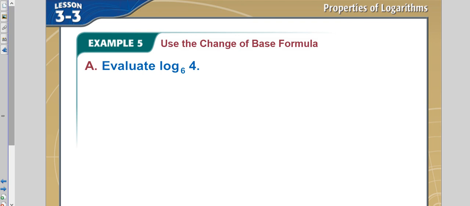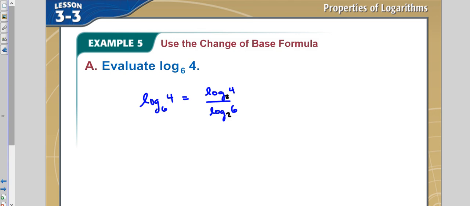So here, log base 6 of 4, you could rewrite this using the change of base by saying that this is equal to log of 4 divided by log of 6 using a common logarithm. That's one way of doing this. You could also, if you wanted to, change the base to something like a 2. Okay, now why might you want to change it to a 2?